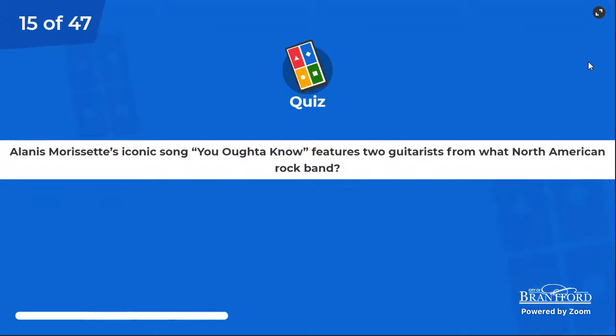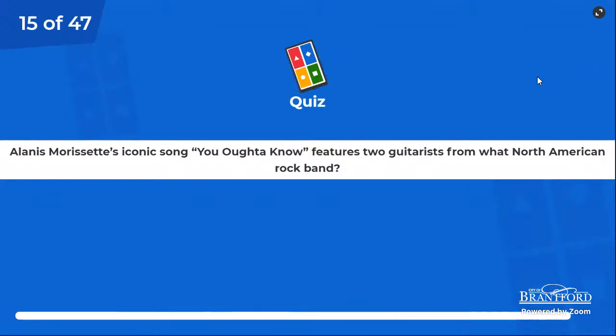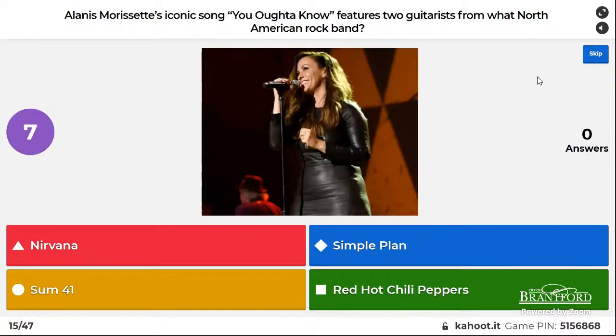Alanis Morissette's song You Oughta Know features two guitarists from what North American rock band? Was it Nirvana, Simple Plan, Sum 41, or the Red Hot Chili Peppers?